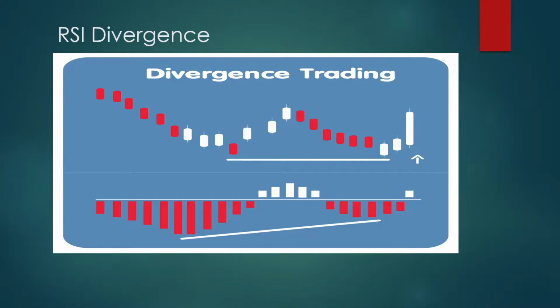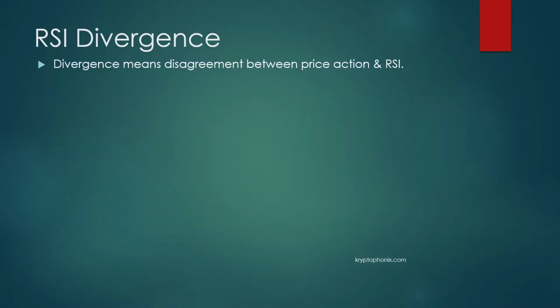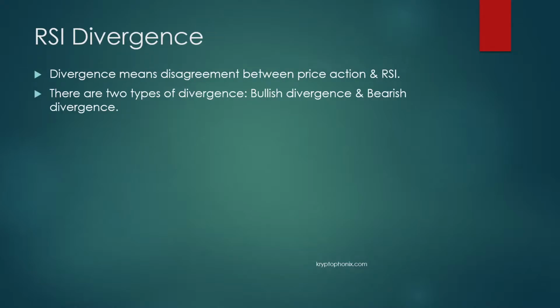Divergence is the difference in direction of movement of price and RSI. It occurs when price makes a new high or low, but RSI does not make a corresponding new high or low. It is of two types, bullish divergence and bearish divergence.